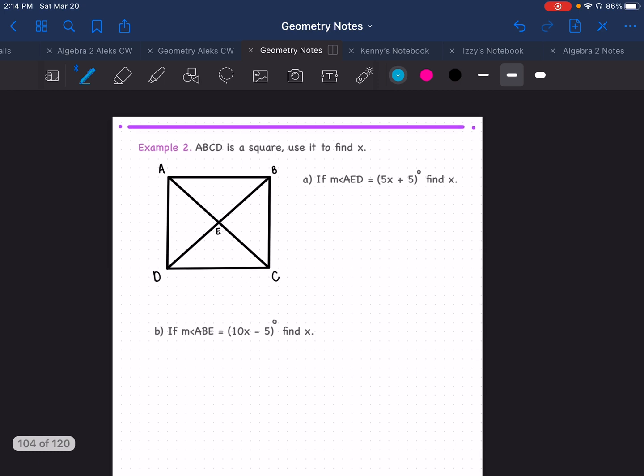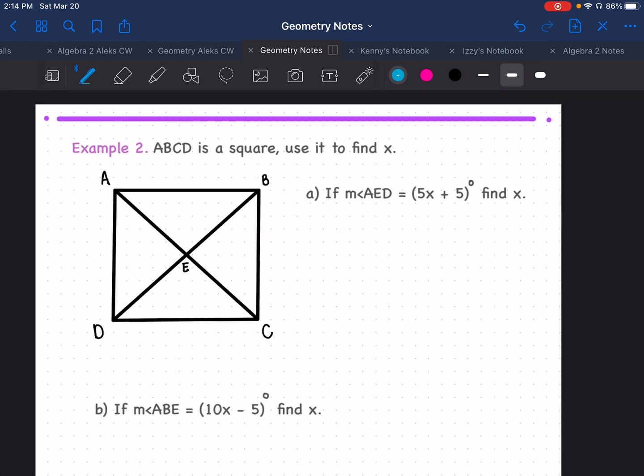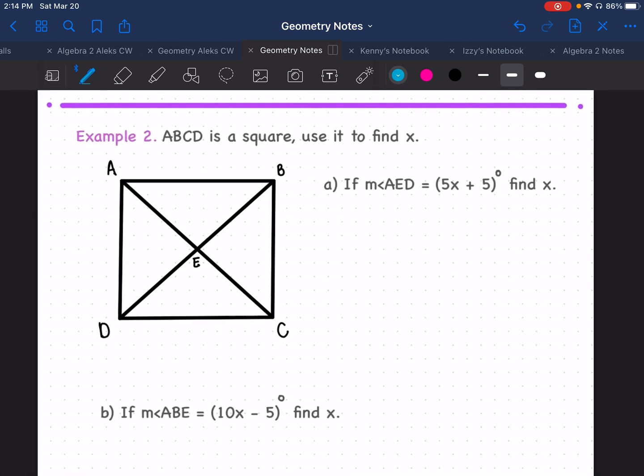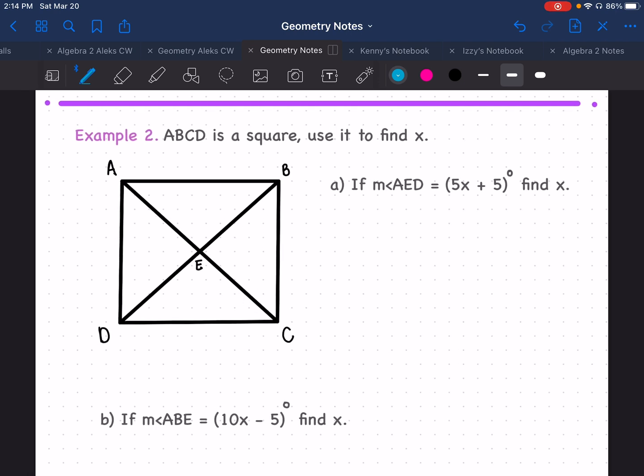Okay, let's zoom in. ABCD is a square. Use it to find X. All right, so we're going to ask a couple of angle questions here. And remember, we're just going to follow them in order, following the letters. So we've got angle AED. That's this angle right here.